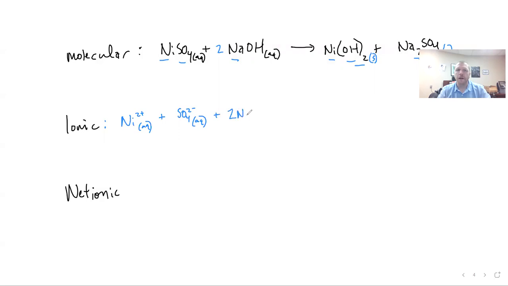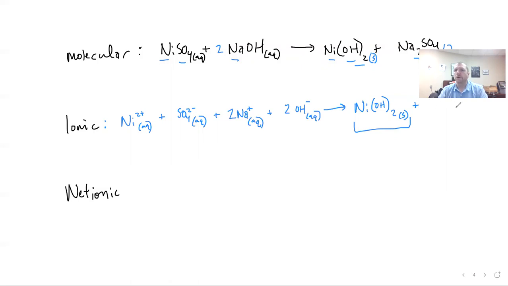2Na+ (aq), plus 2OH- (aq). That's going to yield Ni(OH)2 as a solid. Now I kept this around as one intact thing because this is existing as a solid. So I'm going to pair those two things up because they precipitate out of solution.